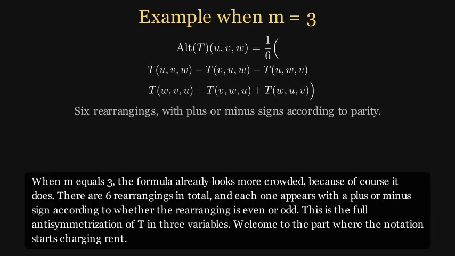When m equals 3, the formula already looks more crowded. Because of course it does. There are 6 rearrangings in total, and each one appears with a plus or minus sign according to whether the rearranging is even or odd. This is the full antisymmetrization of t in 3 variables. Welcome to the part where the notation starts charging rent.